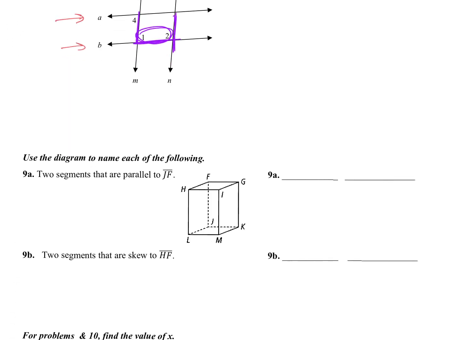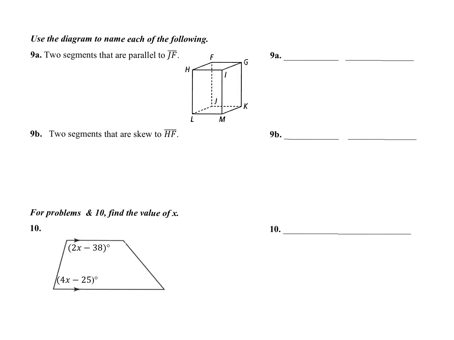Okay. These ones look just like your quiz questions. I took the same picture, I just changed the letters a little bit. Parallel to JF: GK would be one, IM would be one, HL, and LH or HL would be one. These three, right, are all parallel. They're vertical. You could put a plane through them. A lot of times IM gets a little confused, but you can put a plane through that. So IM is one that is parallel.